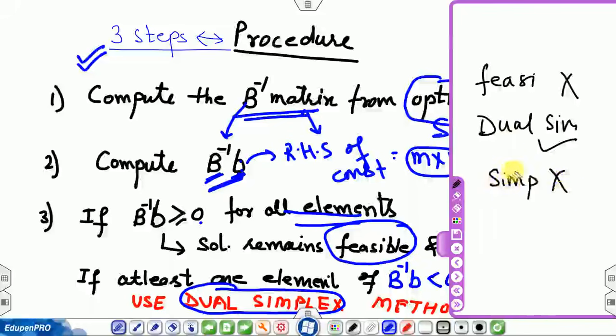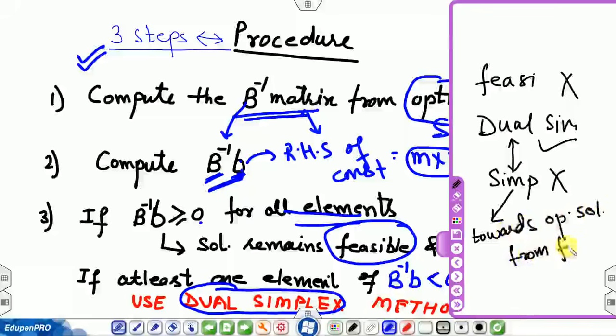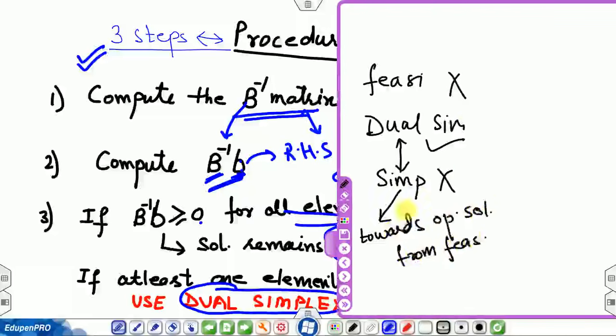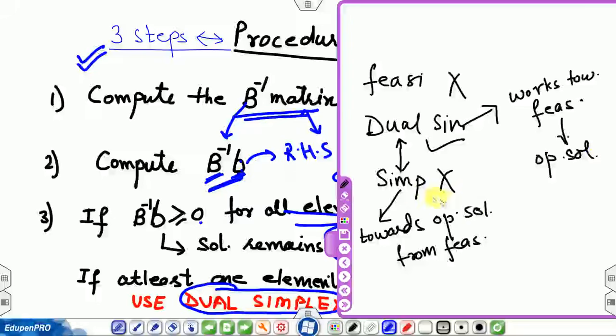The only difference between the Dual-Simplex and the simplex method is that the simplex method works towards the optimality solution from a feasible solution, while the dual simplex method works towards a feasible solution from the optimal solution. Means when you apply the simplex method, feasibility should be there, and then you are trying to approach the optimal solution. While in the dual simplex method, you have an optimal solution, and you are trying to move to the feasible solution. So this is the basic rule.